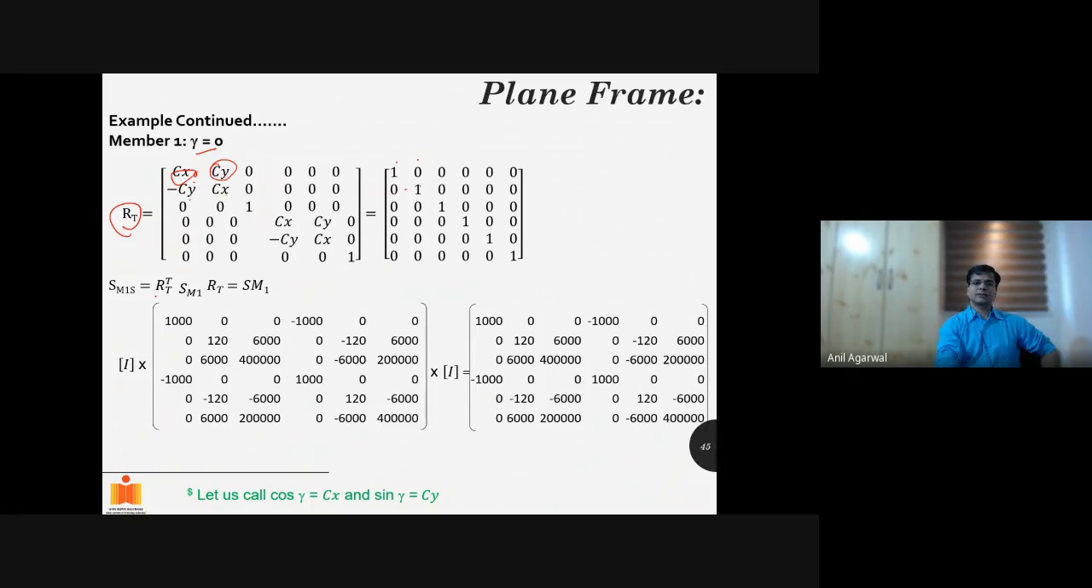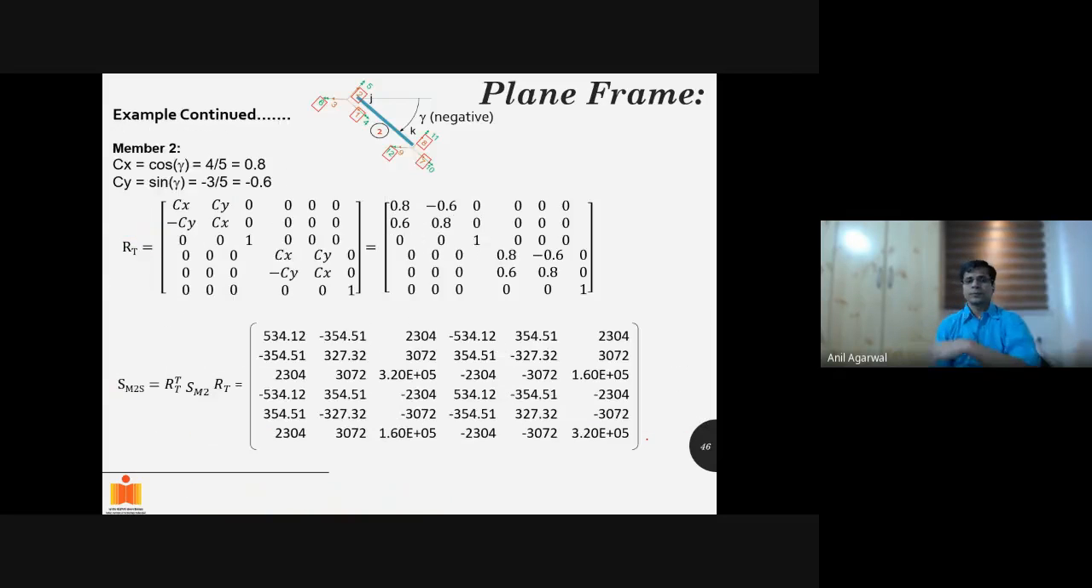So your stiffness matrix in the structural coordinate system will be R transpose, which is again an identity matrix, multiplied by the stiffness matrix, multiplied by the identity matrix, that is R. Basically there is no change in the stiffness matrix. That is obvious. For the second member, however, we have to do the transformation.